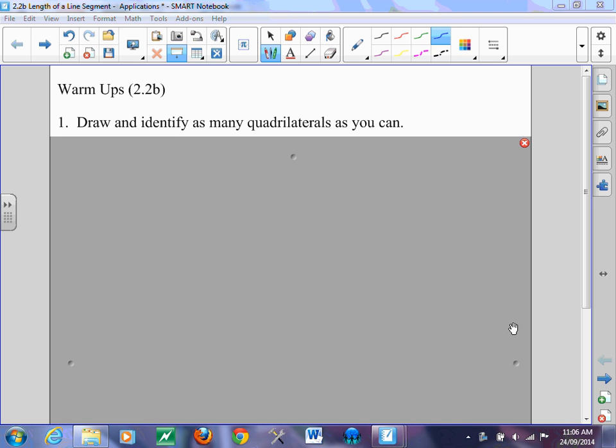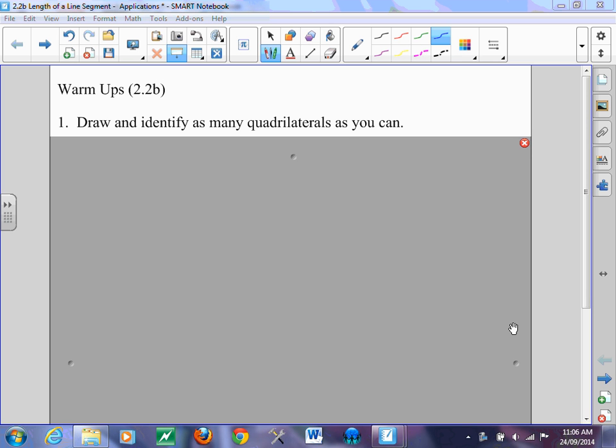Class, welcome to lesson 2.2b, length of the line segment, and today we're taking a look at applications. Last day you learned the length formula, and we've also learned the slope formula so far this unit. First question I want you to do is to draw and identify as many quadrilaterals as you can.